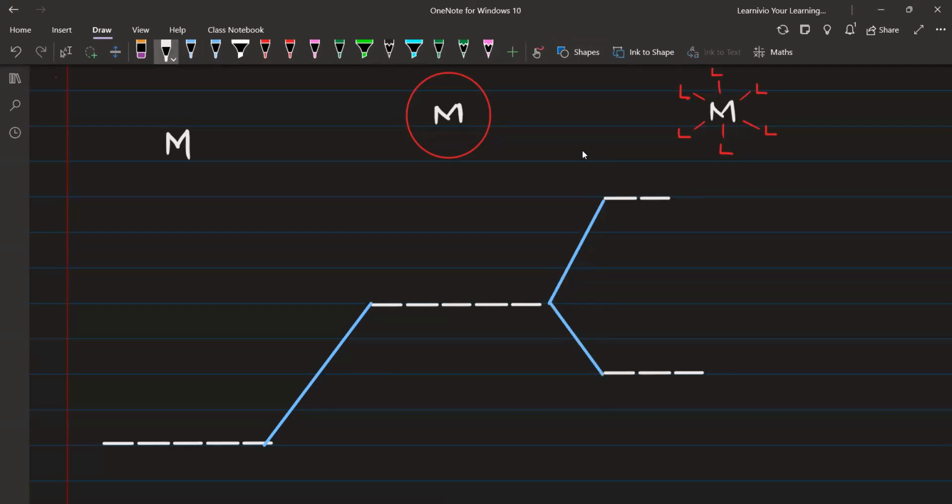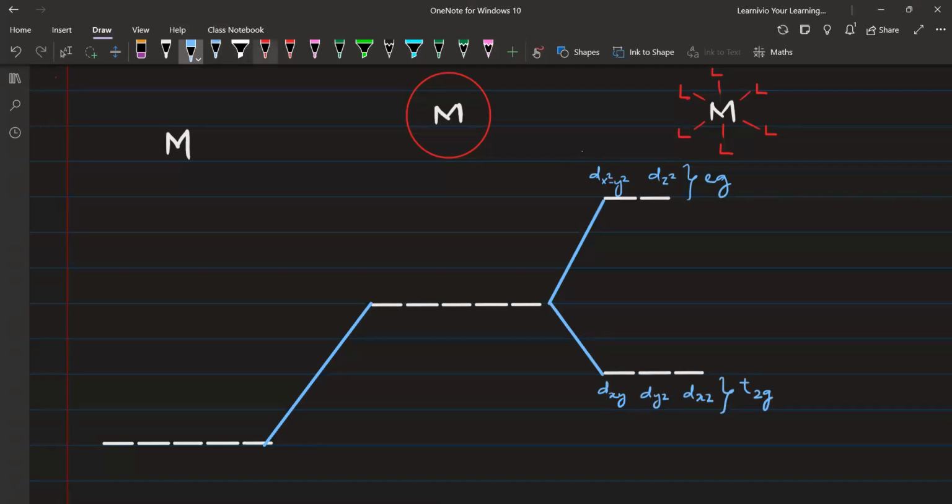Okay, for the non-axial ones, what are these two orbitals? These two orbitals are the dx square minus y square, and this one is dz square. Together, this set of orbitals is known as the EG set, and here we have dxy, dyz, and dxz. These three orbitals together are known as T2G orbitals.